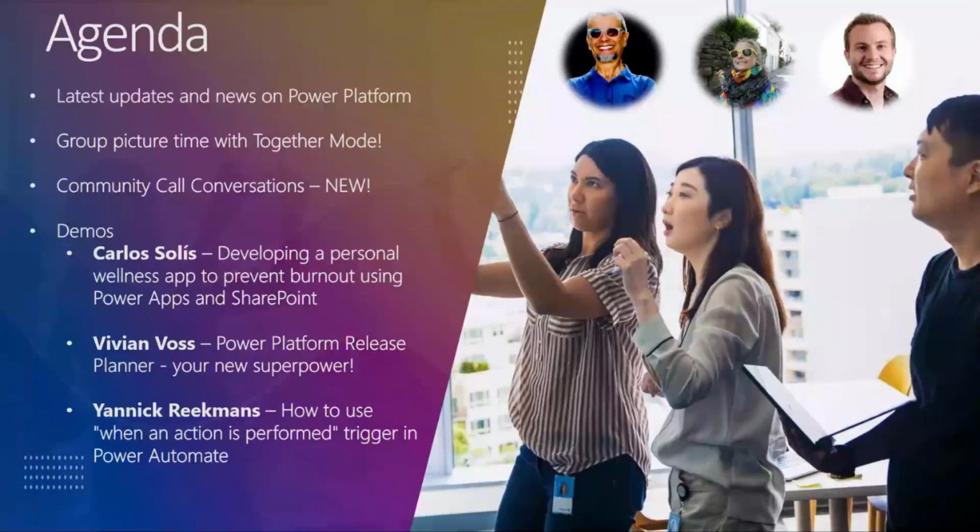All right. Latest updates and news on Power Platform at the news desk with Daniel Laskewitz. I can't wait for that one, everybody. We're going to have some group picture time with Together Mode. We're going to have community call conversations, and we've got three amazing presenters for today. Carlos is going to talk about developing a personal wellness app to prevent burnout using Power Apps and SharePoint. So excited. Vivian is going to cover the Power Platform Release Planner. It's your new superpower, everybody. Yannick is going to talk about how to use the when an action is performed trigger in Power Automate. So we've got a plethora of goodness for everybody to learn and enjoy and discuss today.